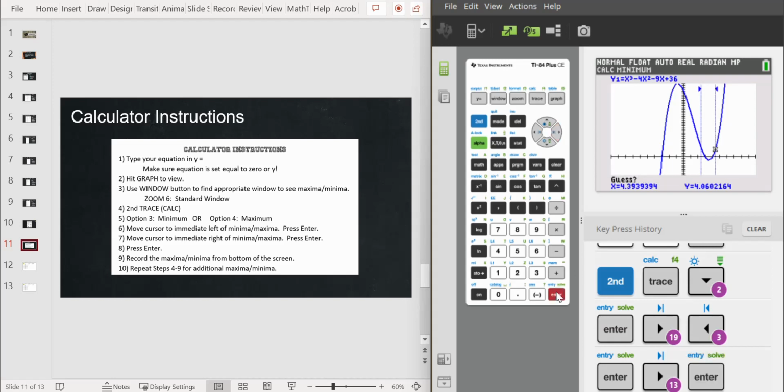And then it asks you to guess. I honestly don't understand why this function exists, but we're just going to press enter again. And it's going to identify our minimum. Notice it's a really gross ordered pair, but that's all right.